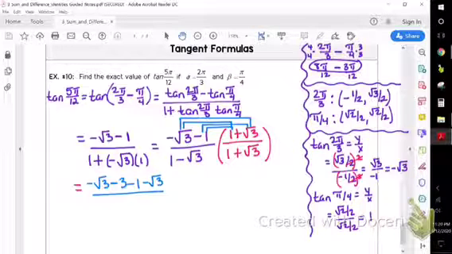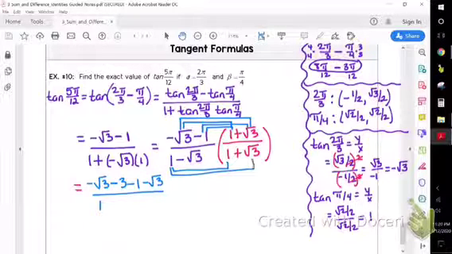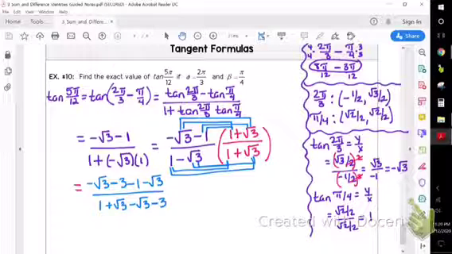Over, we're going to do the same thing in the denominator. 1 times 1 is 1. 1 times the square root of 3 is a positive square root of 3. Negative square root of 3 times 1 is a negative square root of 3. And the negative square root of 3 times a positive square root of 3, negative times a positive is negative, square root of 3 times square root of 3 is 3. I think I got my signs right that time.